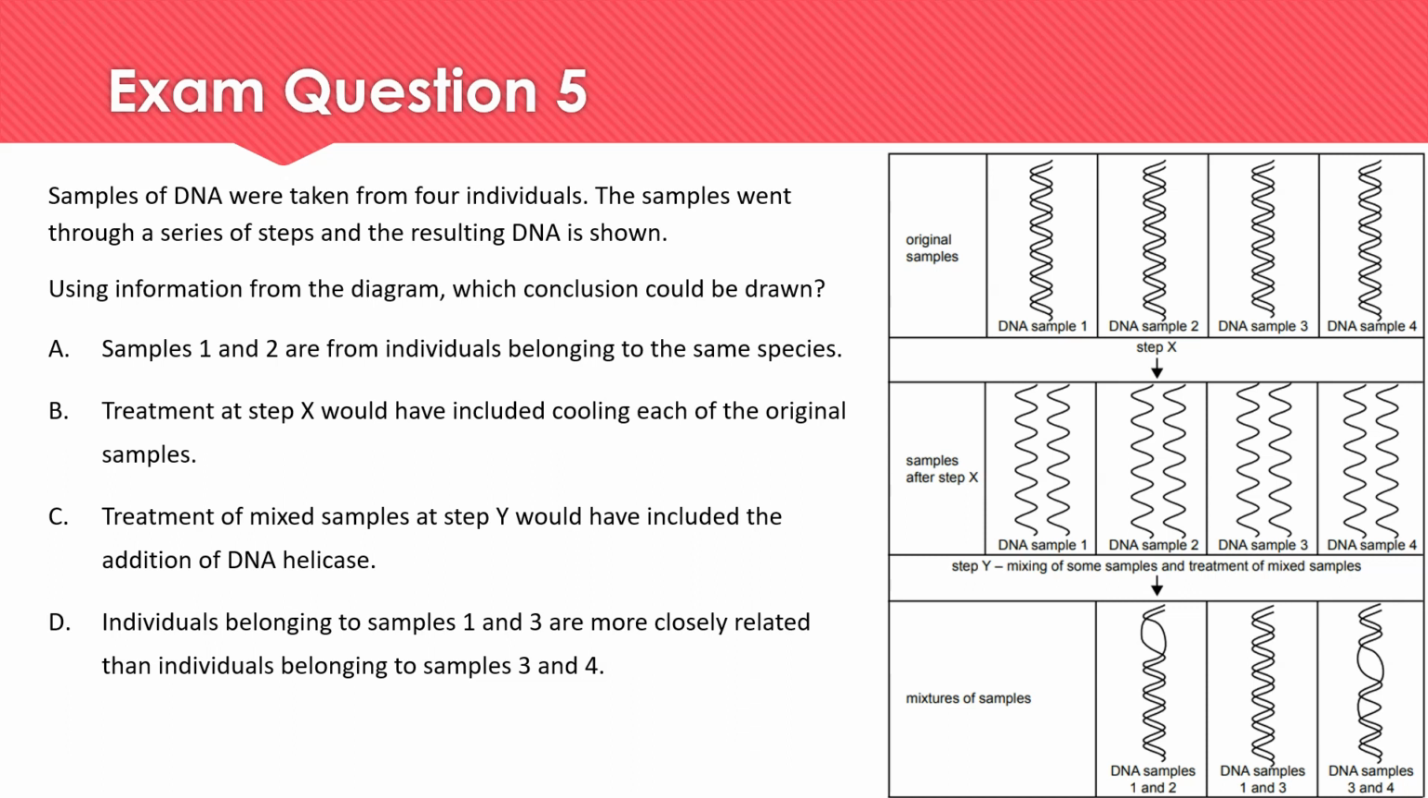Here we have exam question 5. It says samples of DNA were taken from 4 individuals. The samples went through a series of steps and the resulting DNA is shown. Using the information from the diagram, which conclusions could be drawn? A. Samples 1 and 2 are from individuals belonging to the same species. B. Treatment at step X would have included cooling each of the original samples. C. Treatment of mixed samples at step Y would have included the addition of DNA helicase. Or D. Individuals belonging to samples 1 and 3 are more closely related than individuals belonging to samples 3 and 4.